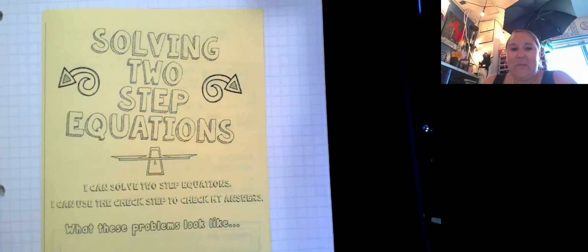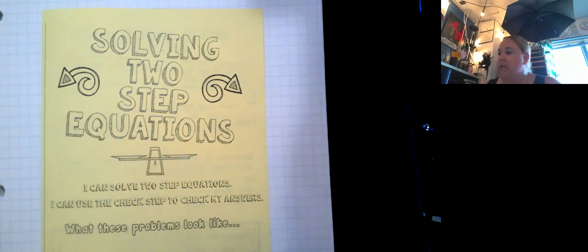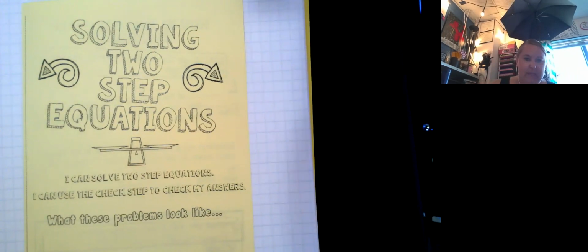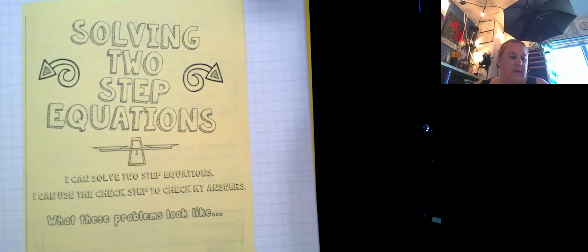Hi guys, I'm going to be walking you through how to solve two-step equations today. This is going to be on page 16 in your notebook. You fold up your paper like a booklet. Before we get started, let's talk about what two-step equations look like to us.